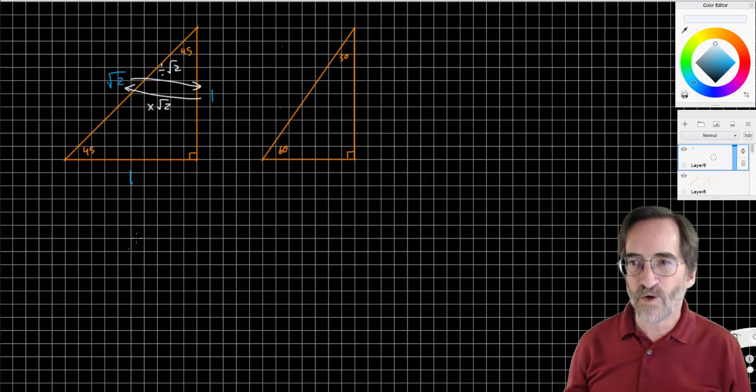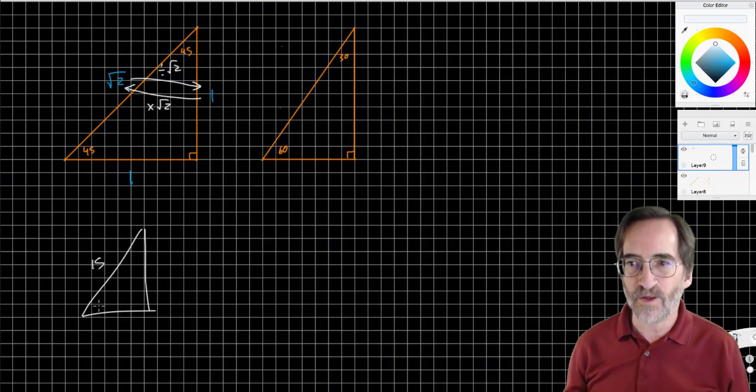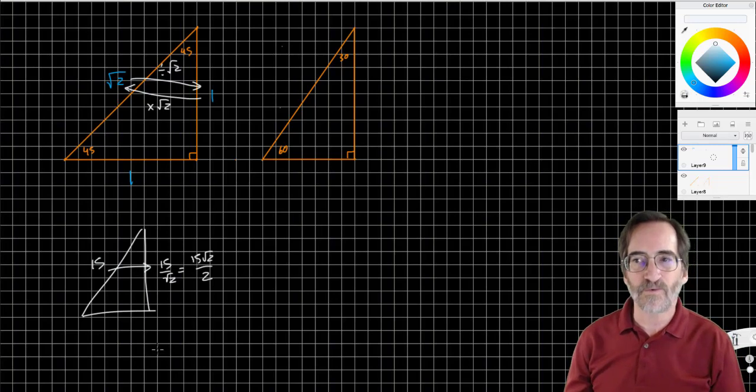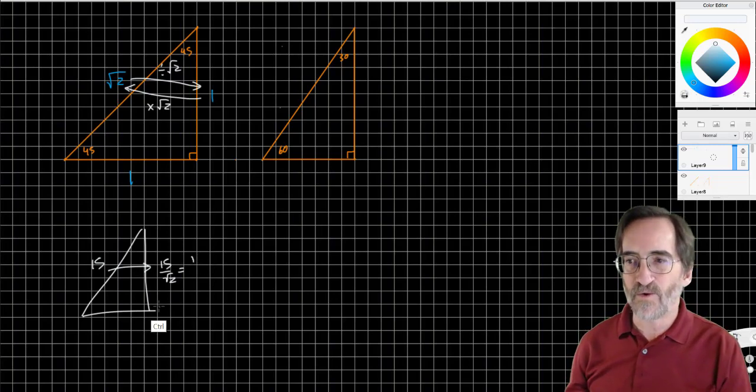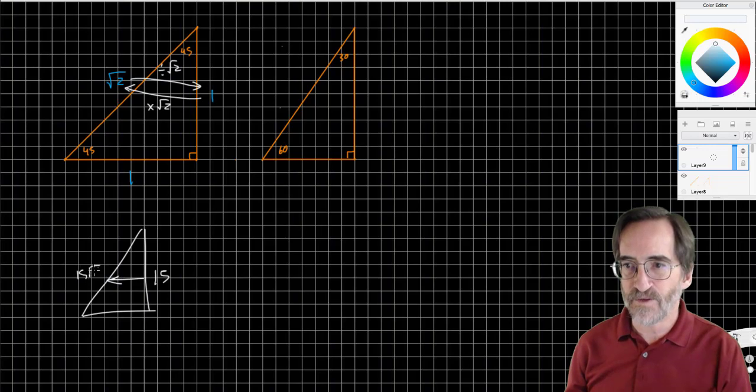Quick and simple example here. You have a 45-45 right triangle with a hypotenuse of 15. Then the leg is 15 divided by √2, or multiply by √2 over √2 on top and bottom to rationalize the denominator. You get 15√2 over 2. Likewise, if you have a 45-45 right triangle and you know the leg is 15, then you know the hypotenuse is 15√2.